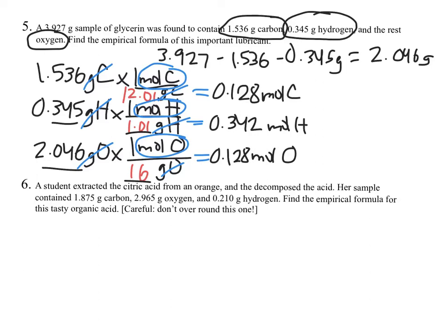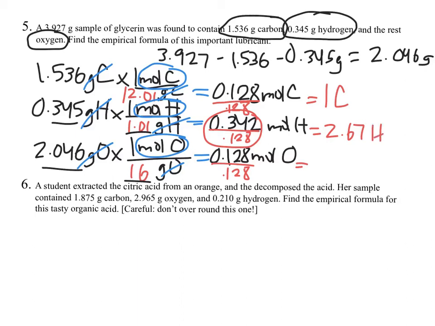All right, think about it. What is the next step? Now that we have moles, divide by the smallest mole. And for both of them, that ends up being 0.128 for 2 of the 3. So I'm going to divide all of them by 0.128. Why? Because I'm trying to find a ratio between them. This one ends up being 1. When you divide these, the hydrogen ends up being about 2.67, which isn't a very nice number at first, but we'll figure that out, okay?